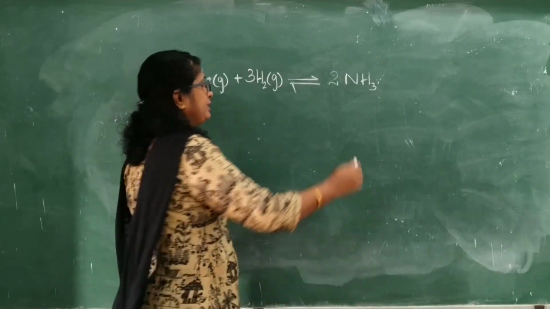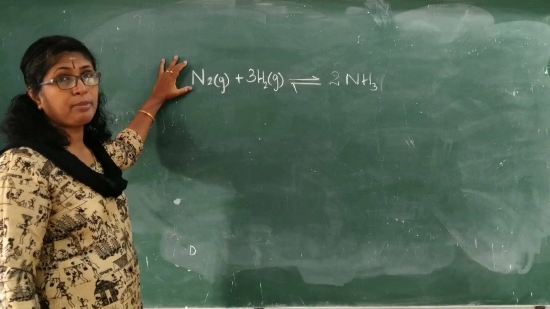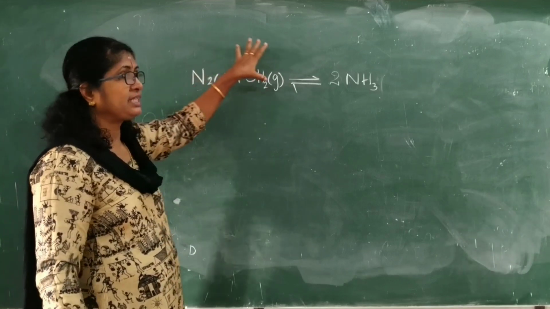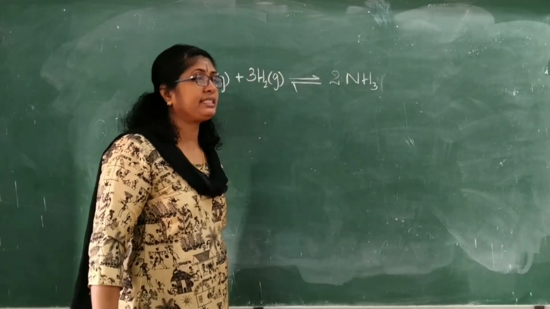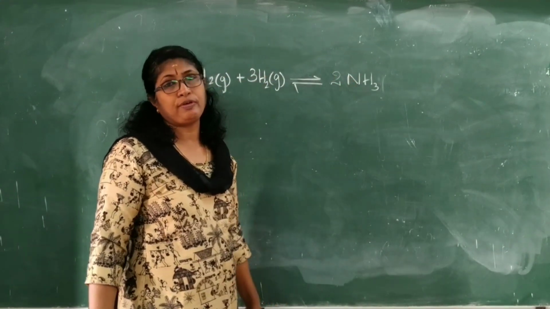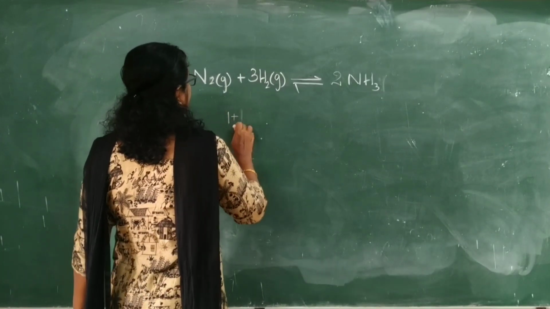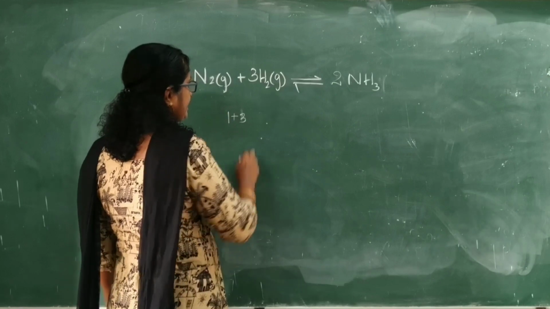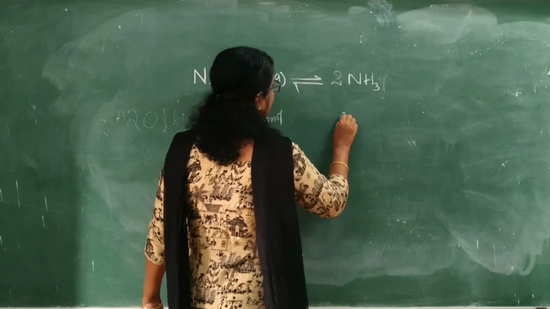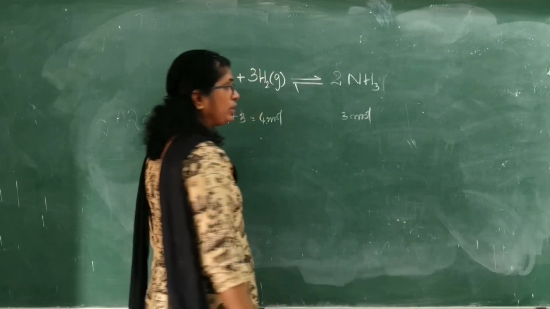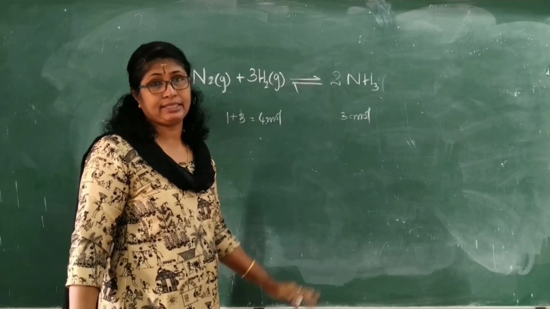In a particular vessel we have taken one volume of nitrogen. It is mixed with 3 volumes of hydrogen, and after reaction, when equilibrium is attained, we are getting only 2 moles of ammonia. That is 1 plus 3, 4 moles of reacting substances are reacting here, and we are getting only 2 moles. So along the forward reaction, the volume is decreasing.